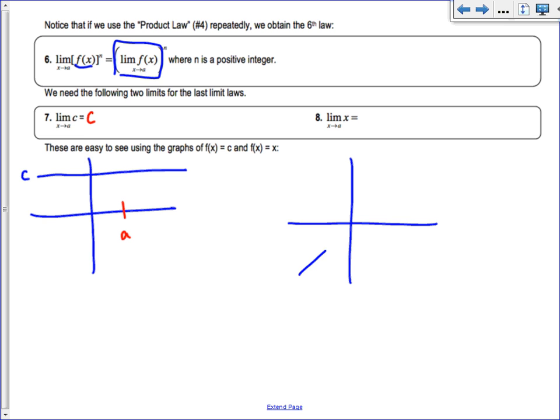All right, now the other picture is if you have the function y equals x, right? f of x equals x. That's the line with slope 1 through 0, 0. So now if I'm approaching a, what is the height? a, exactly. That's one where you can do a direct substitution. So the limit as x goes to a of x is a.